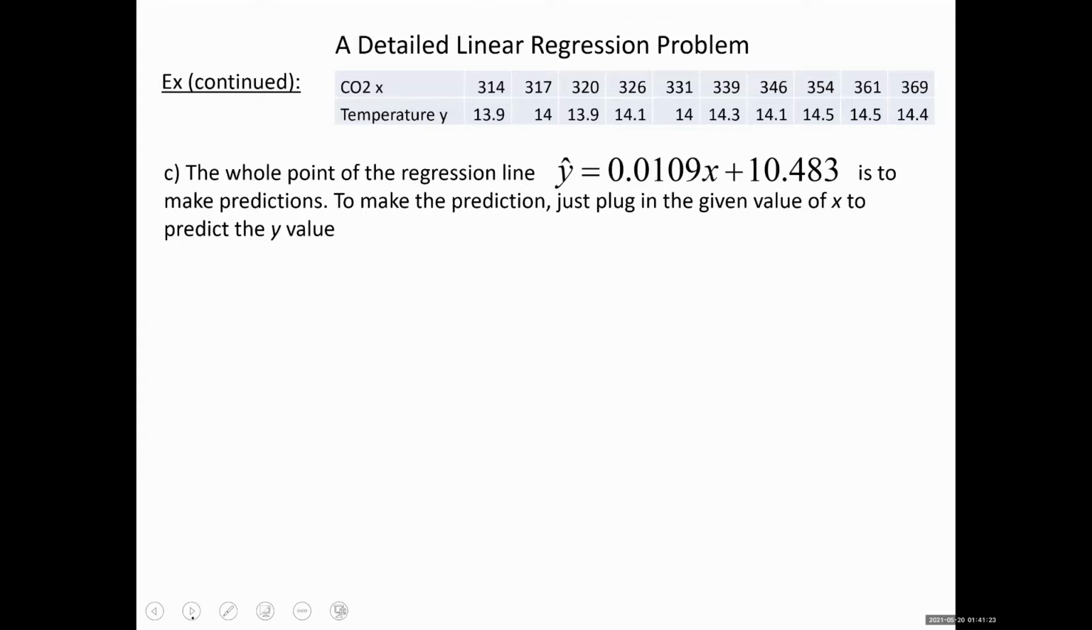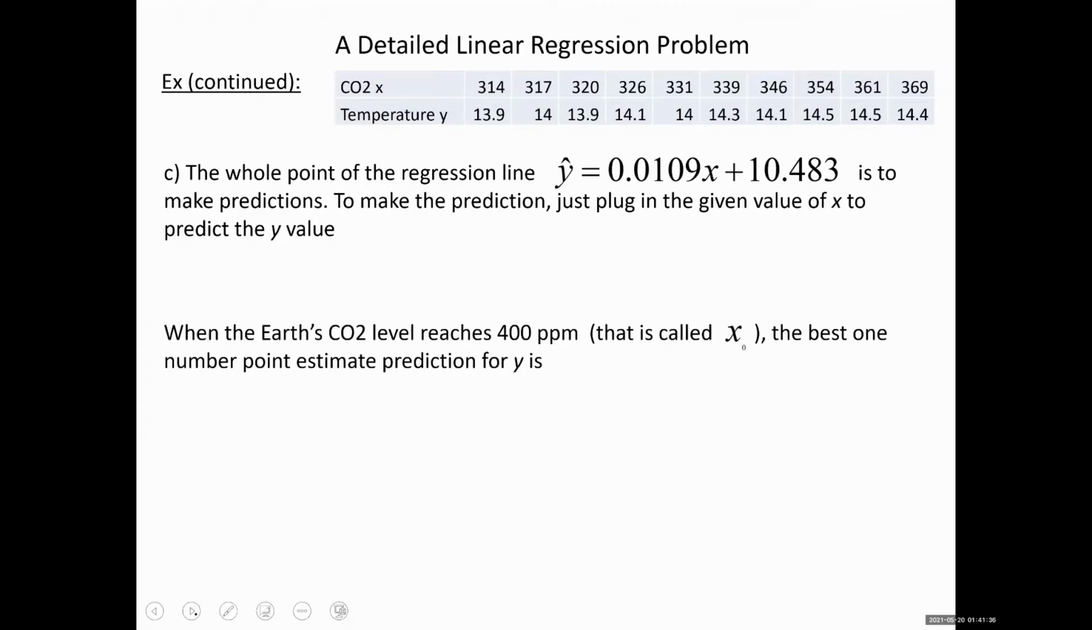So now part C said, predict the average temperature of the Earth if the carbon dioxide level reaches 400 parts per million. So the whole point is to make a prediction. When they ask you to make a prediction, they're asking you to predict y. We're always going to predict y, but they're going to give you x. So it says when the carbon dioxide level reaches 400 parts per million, that's x. They're giving you x. They want you to predict y. What do you do? You just plug that in to x in the equation of your line. Okay, so you just plug it in.